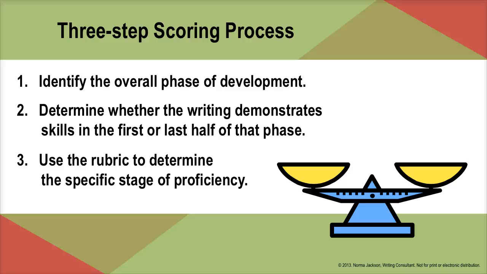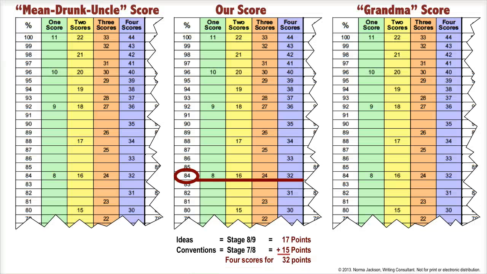If teachers have based their initial decision on the preponderance of evidence from the student's writing, both the grandma scorer and the mean drunk uncle scorer will be looking at the same range of stages. The Easy Grader is weighted in the student's favor to offset any slight bias that might occur in the scoring process. Let's see how the grade might have been affected by a grandma scorer and a mean drunk uncle scorer. Our score resulted in a grade of 84% on the last writing sample we examined.